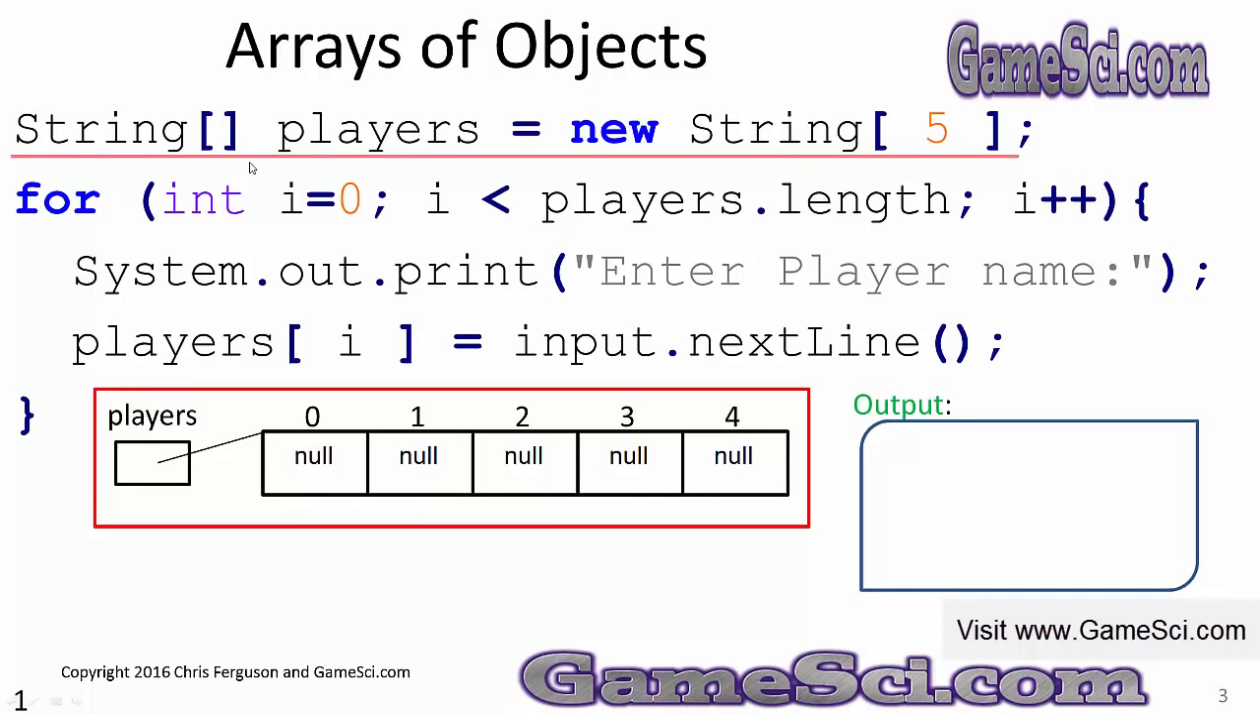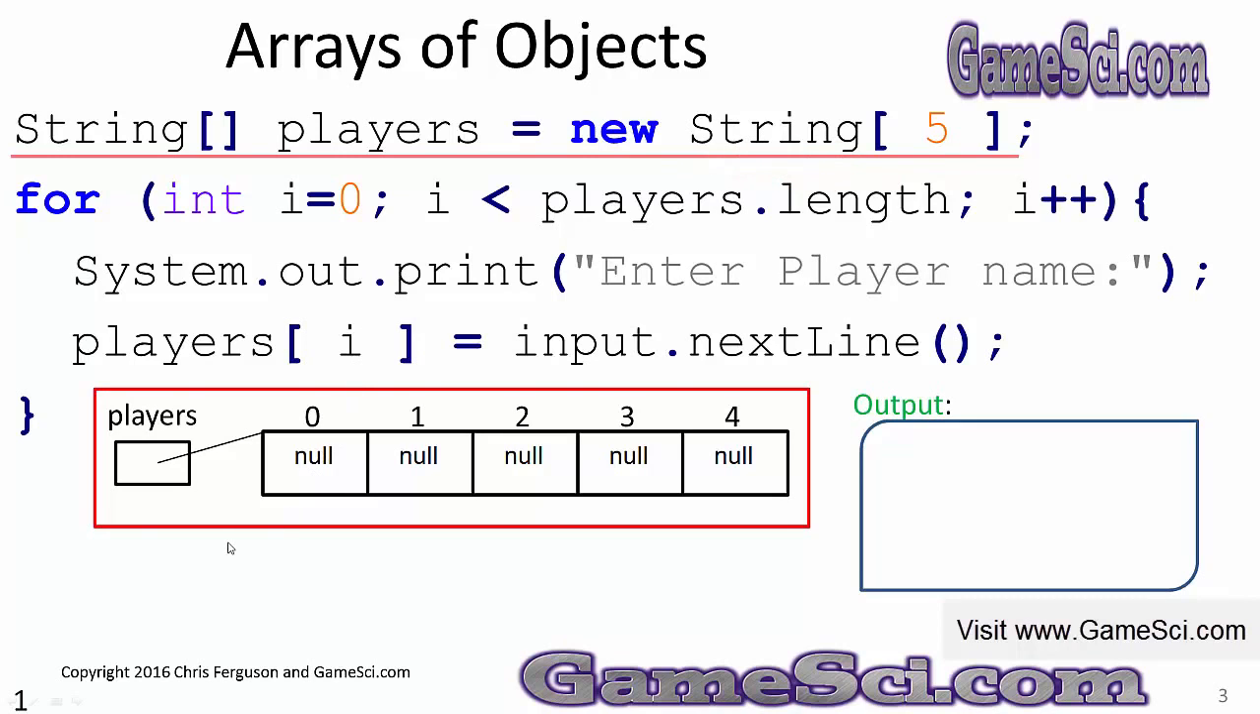Creating a string array players, let me highlight this, string array players, that's how I want you to read it. String array players equals new string array 5. We're going to declare the array players. Players is an array. It is not a string. Players is an array, not a string. We're going to declare players, and we're going to create an array with 5 slots capable of holding a string.